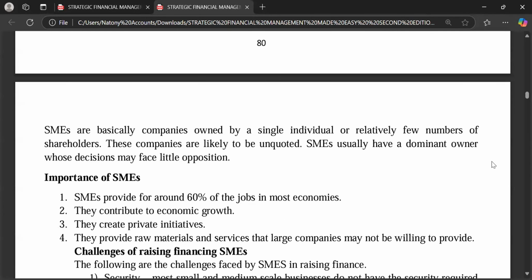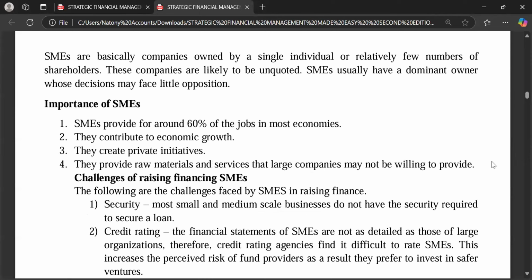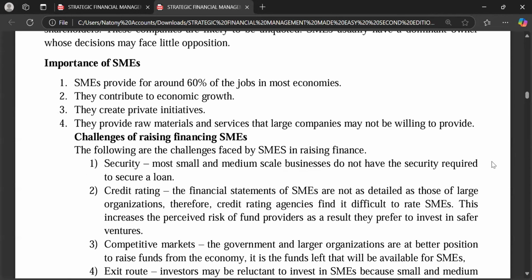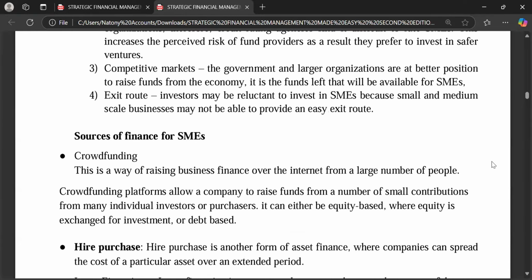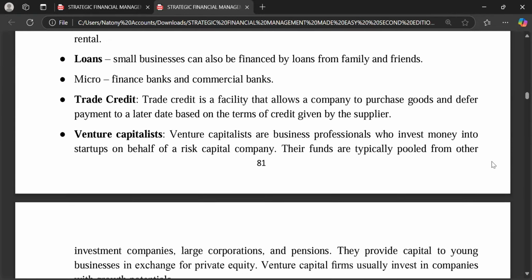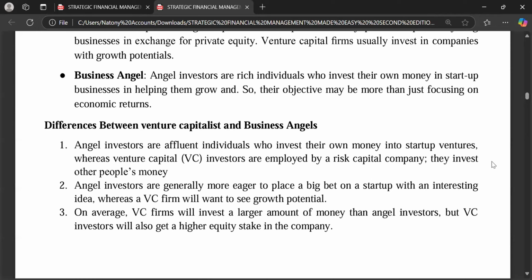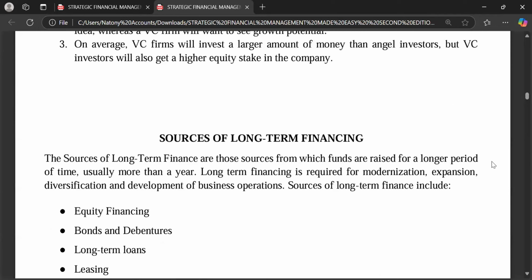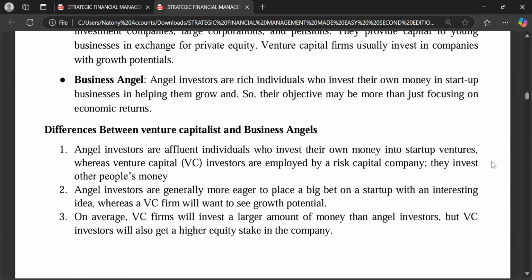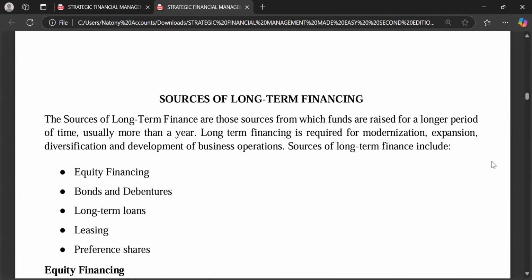For SMEs, what are their sources of finance? It's basically most of those short-term sources of finance. For the SME, they can't raise bonds, they can't issue shares to the public and all of that. So that's for SMEs.